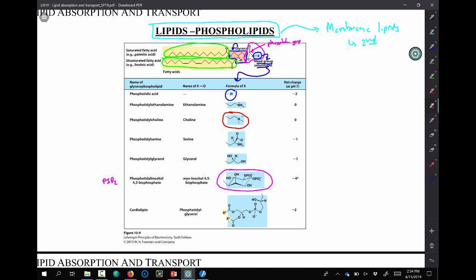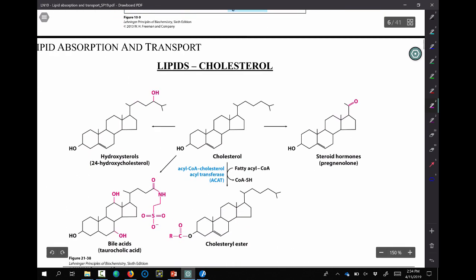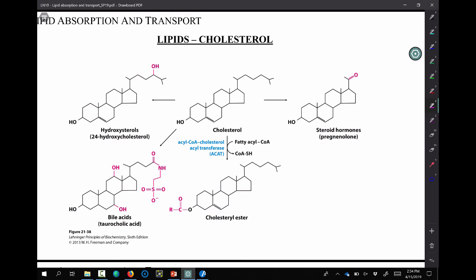Questions on phospholipids? Okay, last type of lipid, and then we'll start talking about transport. Cholesterol is notorious. Okay, so when most people think about cardiovascular disease, the first thing that will come to their mind is cholesterol.